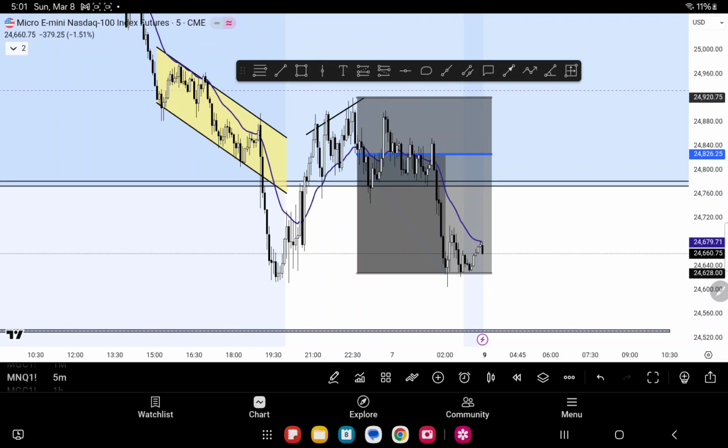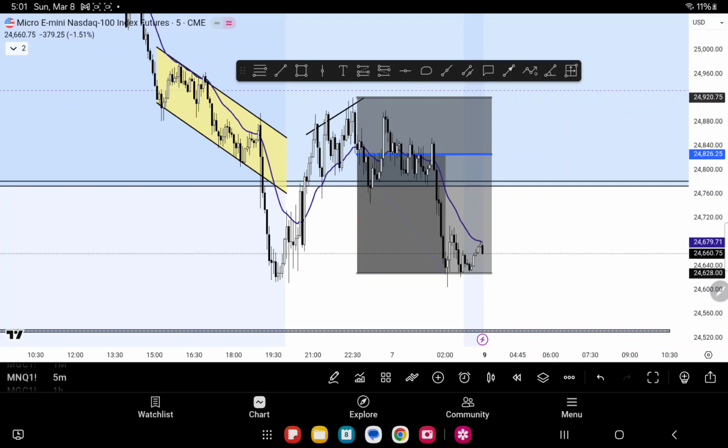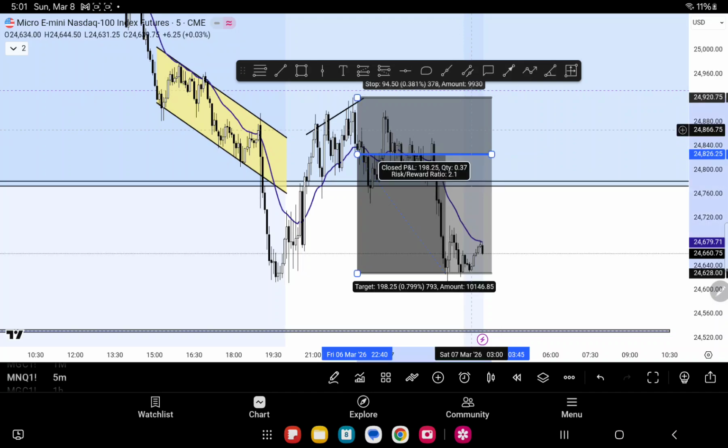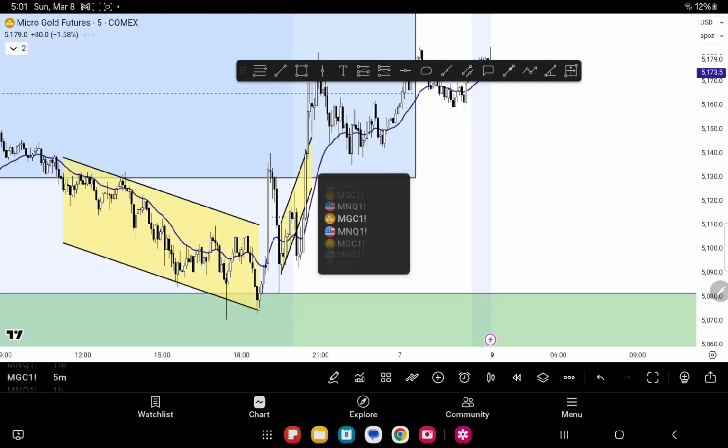But this is a very simple setup. I don't need a lot of this. I have a good enough stop loss, I have a good enough target, and if I do this for multiple days with consistency, I will make money. Let's look at some other chart of Friday.